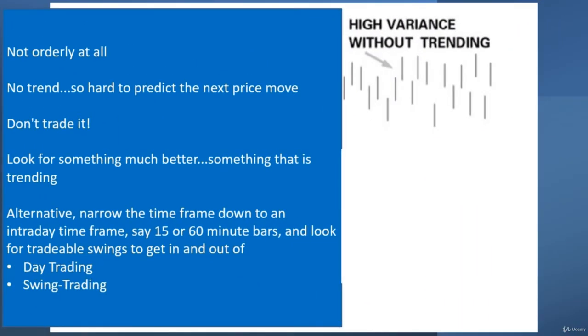And then lastly, if we look at high volatility or high variance without a trend, there's no established trend, and there's a lot of volatility, really wide ranges and price movements all over the place. So it's not orderly at all, which makes it harder, but also there's no trend. So it's really hard to predict the next price move, particularly since there's no order to it and it's really volatile up and down all over the place. So it's hard to predict what will happen next, hard to use your indicators.